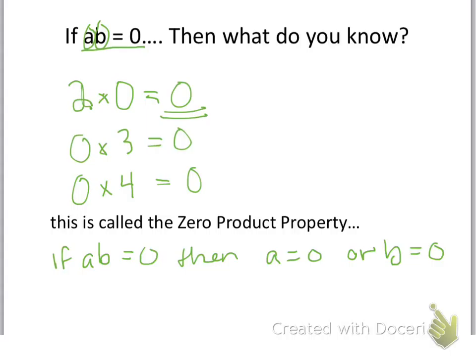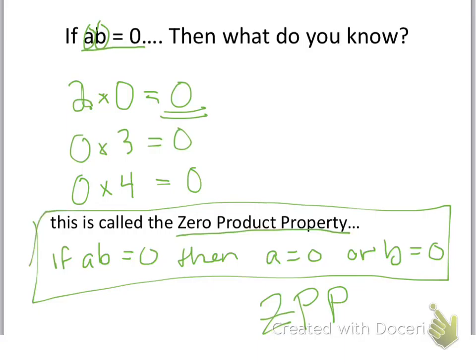Alright, so this is called the zero product property, and it's going to become your new best friend. I will often abbreviate it as the ZPP, the zero product property. So make sure you get that written in your notes. Super, super important.